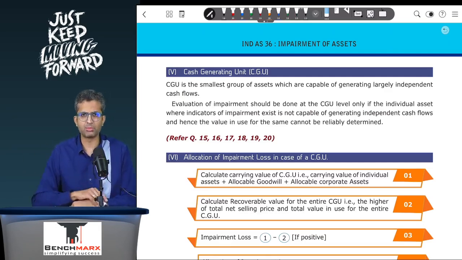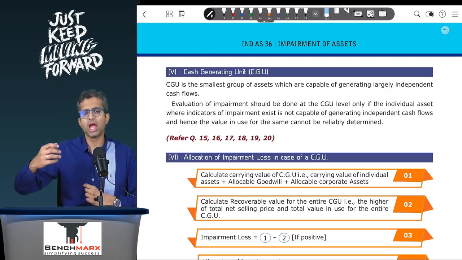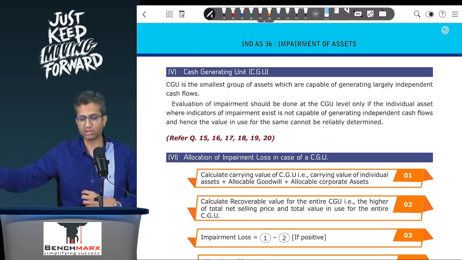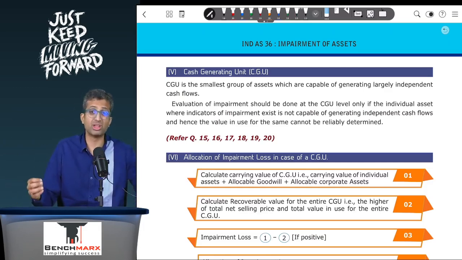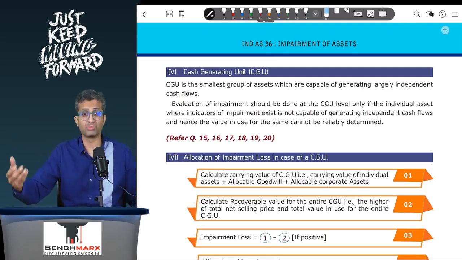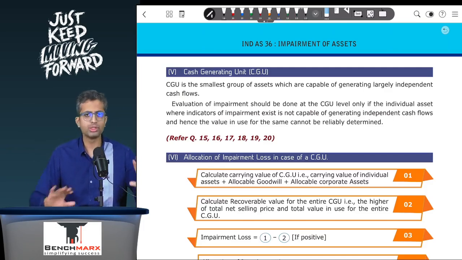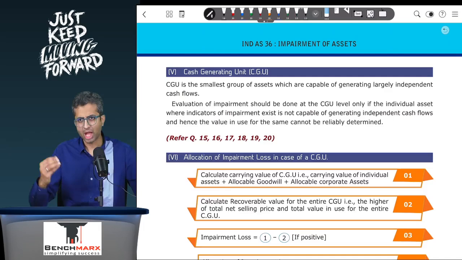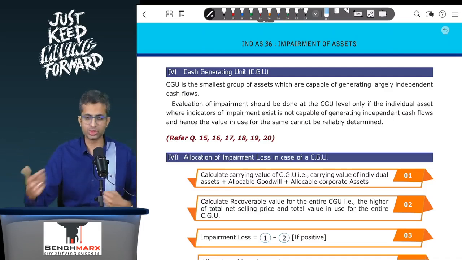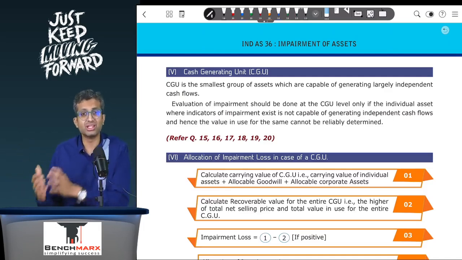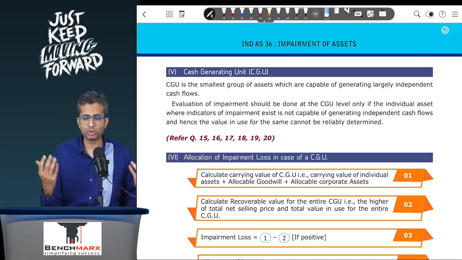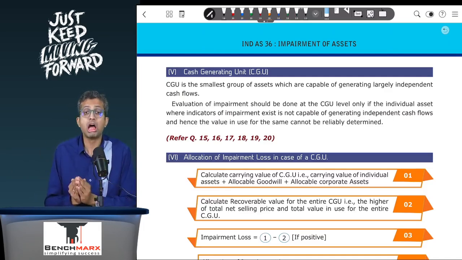Secondly, we need to look at what we are capable of generating. For example, there may be a mine generating iron ore, and I'm selling it to my other factory which is making steel. So I'm not really selling the iron ore in the market, and hence I'm not generating actual cash flows. However, iron ore has a market, and hence this mine is capable, if it wants to, of generating a cash flow which is largely independent even if I don't have a steel refining unit. So I should be capable. Actual sales don't matter, capacity to sell does matter. And generating a largely independent cash flow means there may be a group of assets.